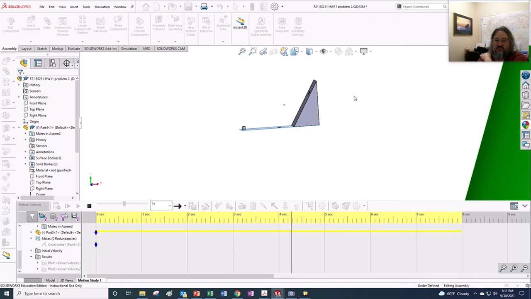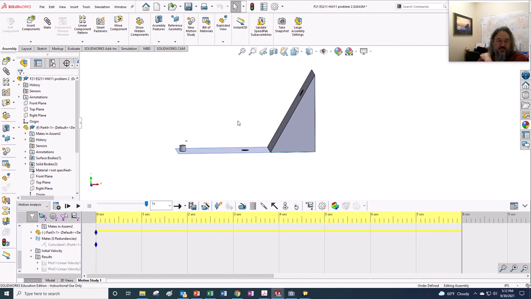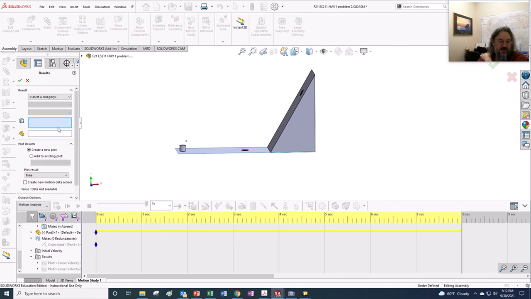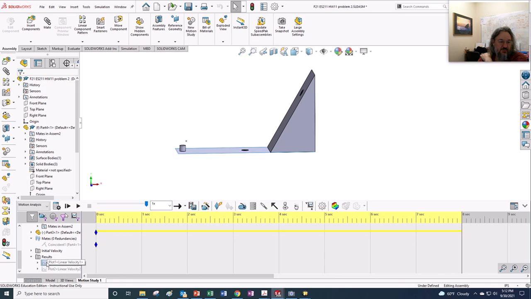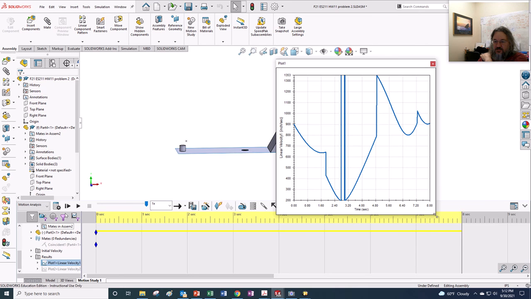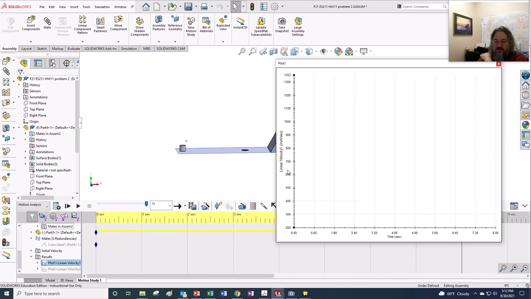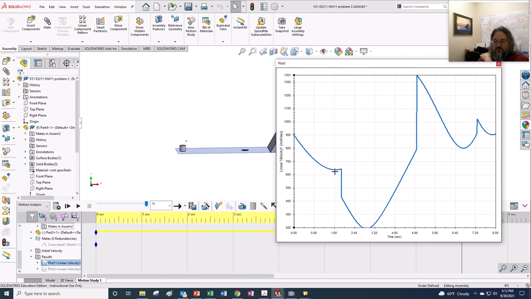You can see it coming up. It's got that little green thing happening. So what that is, when I play the results, let's go down to the plot. I could show you the plot of the velocity. Oh, that's ugly. Let's fix this. Okay, this is the magnitude of the velocity, and you can see that it drops right here.